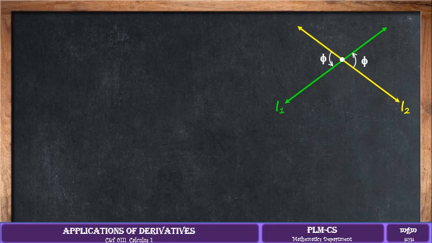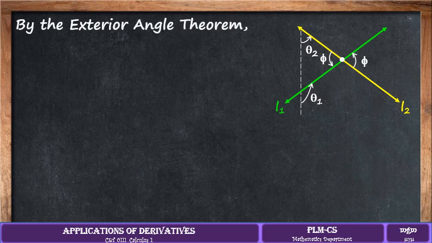Using the tangents to the curves, let us draw a vertical line from L2 to L1. Then, let us call the angle from the vertical line to L2 as theta sub 2, while the angle from the vertical line to L1 as theta sub 1. Notice that theta sub 1 is the exterior angle of the triangle thus formed. Hence, by the exterior angle theorem, we have theta sub 1 equals phi plus theta sub 2.